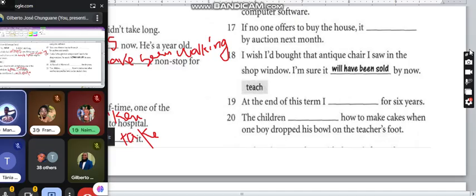I will solve it just now. If no one offers to buy the house by auction next month, so I think it's: if no one offers to buy the house, it will be sold by auction next month. The tense is future simple tense. And I think so because the house will receive the action of being sold in the future.